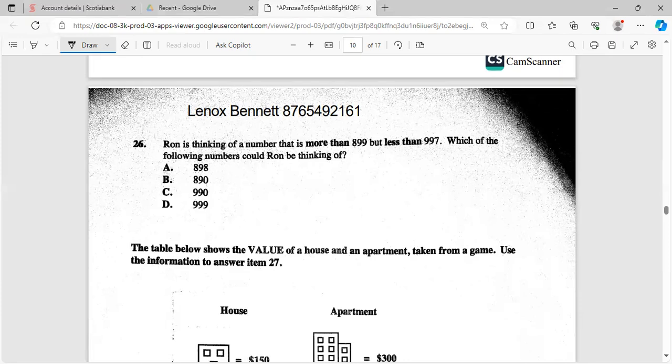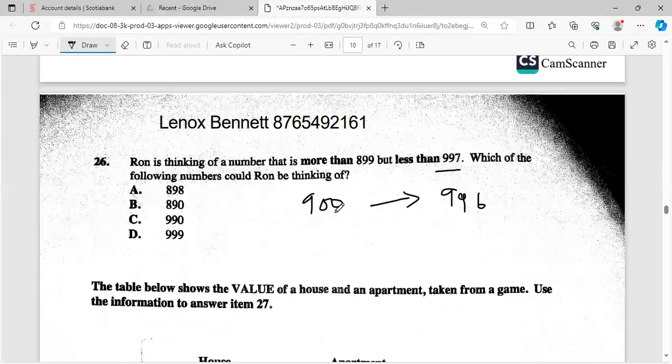Alright, let's go. Ran is thinking of a number that is more than 899 but less than 997. Which of the following numbers could Ran be thinking of? So the number is greater than 899. That means it starts at 900 and the number can continue to 996. That is what it's actually saying, because it's less than 997. So we have to take that approach.